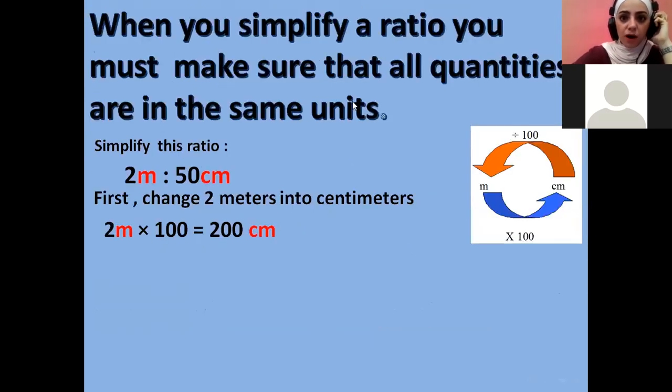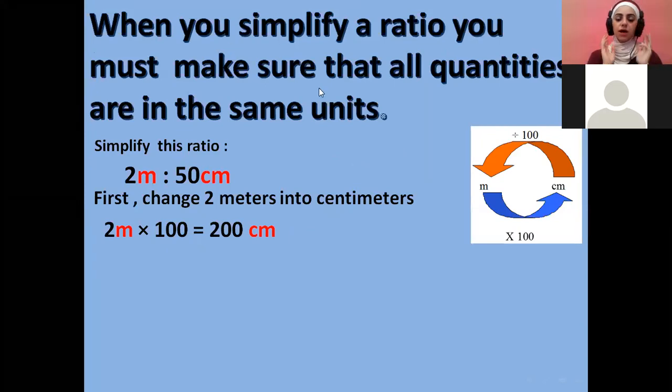When you simplify a ratio, you must make sure that all the quantities have the same units. So when you have a ratio with 2 parts with different units, you can't go directly for simplifying. Like here, for example, we have 2 meters and 50 centimeters. This is how the question is written, meters and centimeters. It's wrong to start simplifying. You can either change meters to centimeters or centimeters to meters.